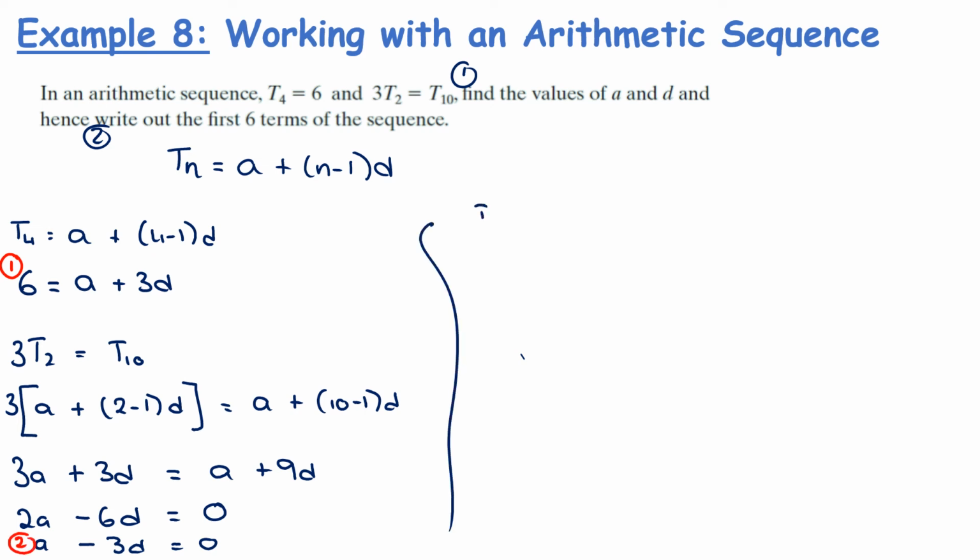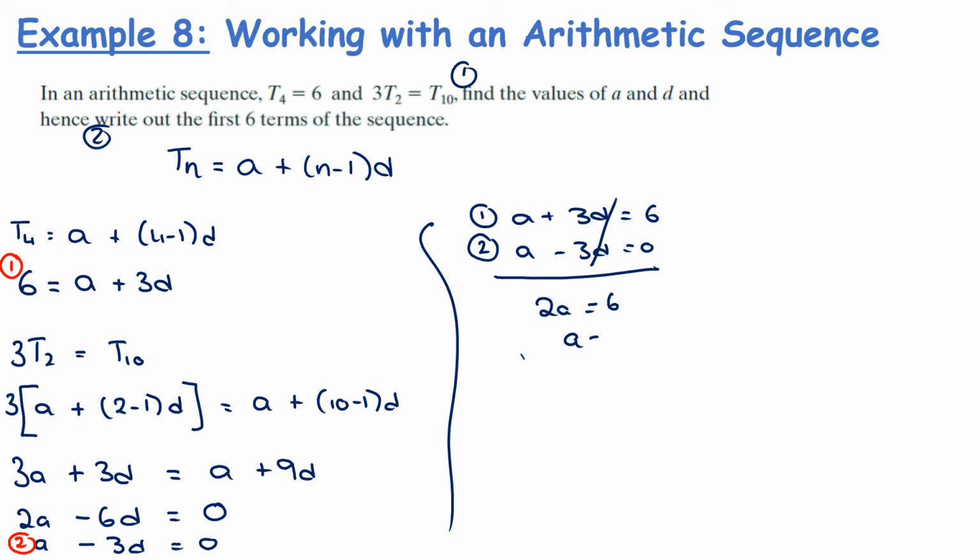So I'm going to take equation 1 and equation 2. I have A plus 3D is 6, and I have A minus 3D is 0. My D's eliminate, and I have 2A equals 6, and A equals 3. I'm going to go back to equation 2 because it's a little bit simpler, and 3 minus 3D is equal to 0, so 3D is equal to 3, and D is equal to 1.